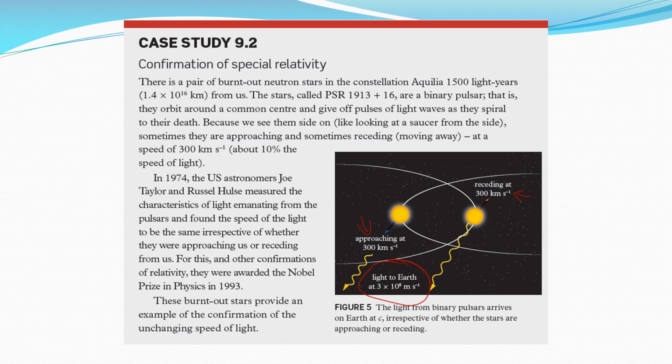It is still the same speed coming at us. It's not like this one here is traveling away and hence its light beam is traveling slower than the other one when they reach Earth. They still come to us at the same speed. And as you see on the screen, there was a Nobel Prize awarded for this work.